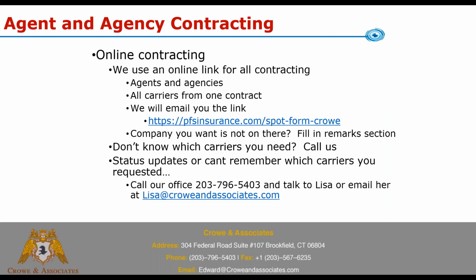All right, so on to our topic, contracting. A number of organizations, including us, use online contracting. We send one link to an agent or agency for them to complete. It gets all their basic information, and then they check off the carriers they want to be contracted with. So fill it out one time, check off the carriers you want, and you can get contracted with multiple carriers from one contracting link.